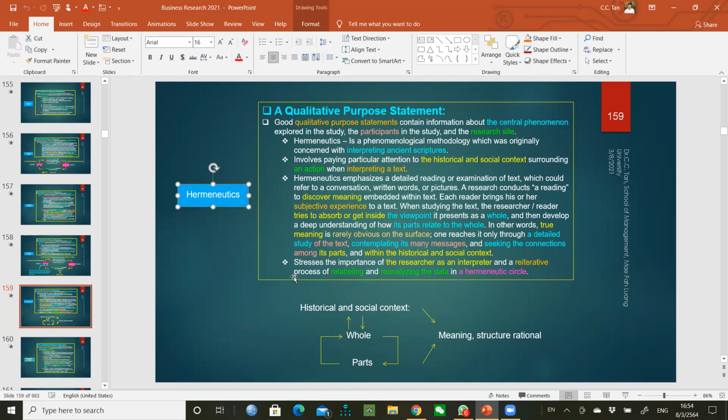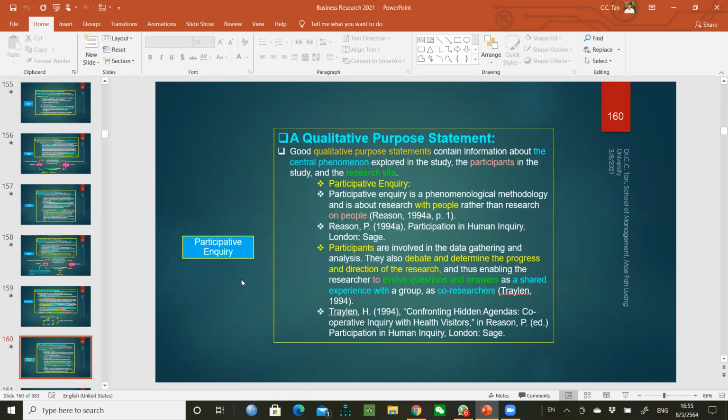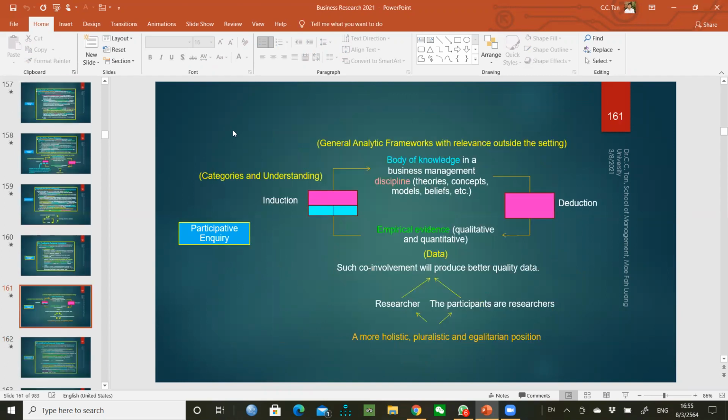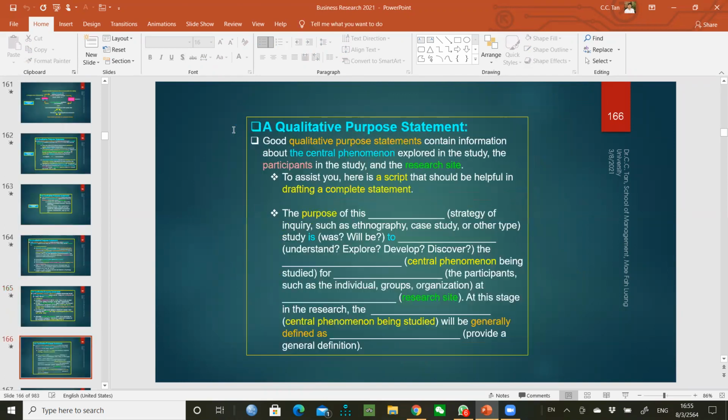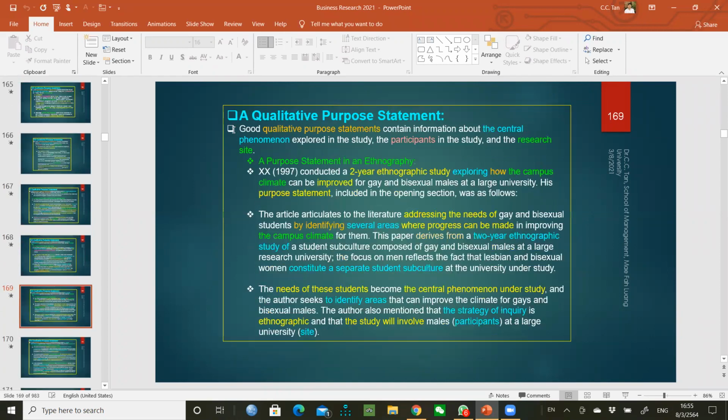And this is probably the last important lesson that I need to reinforce in this slide, which is paradigmatic alignment in the research purpose statement. Okay, so the different types of epistemological processes, such as participatory inquiry methods, also need to be aligned with the statement. You can read it by yourself. There are a lot of examples here.